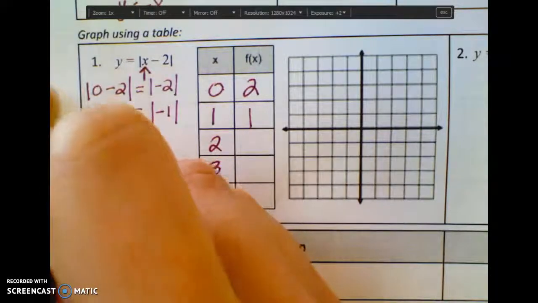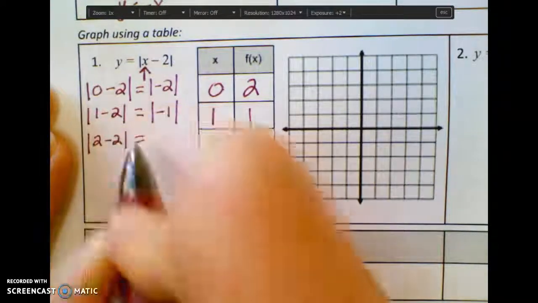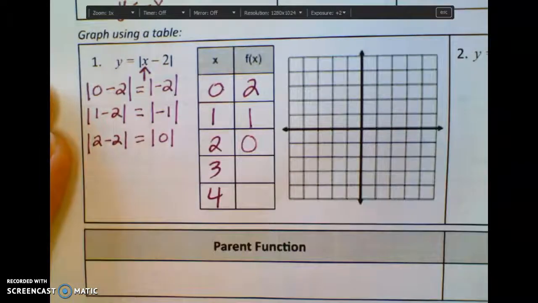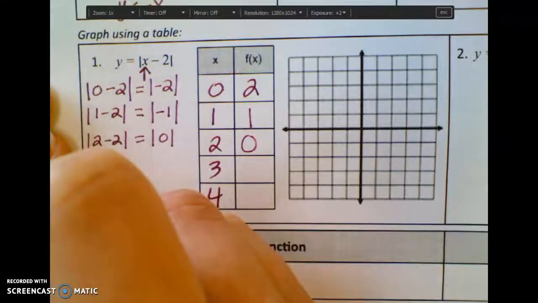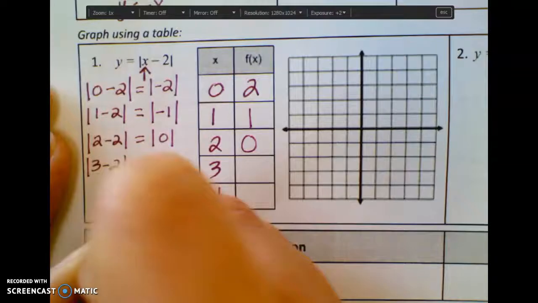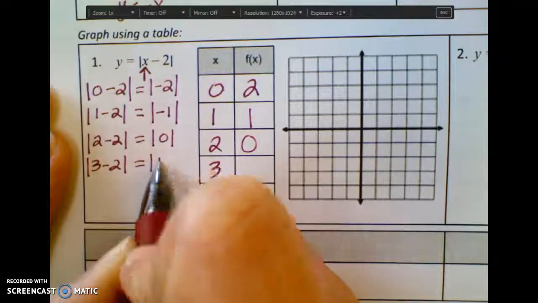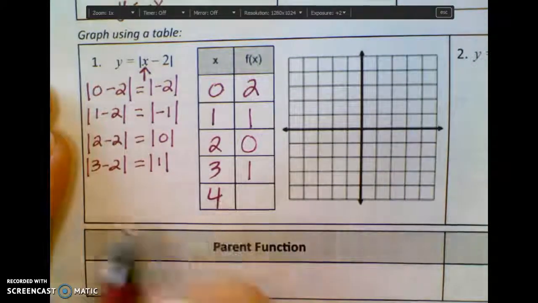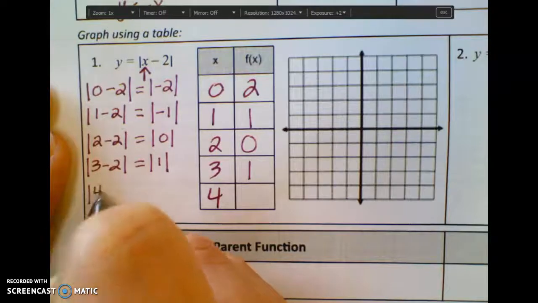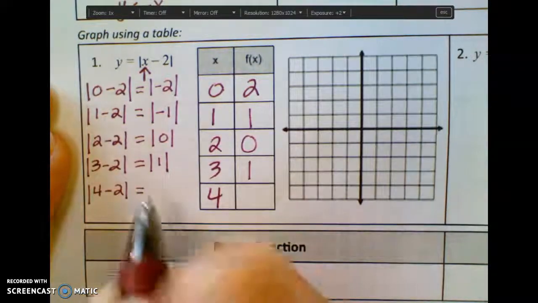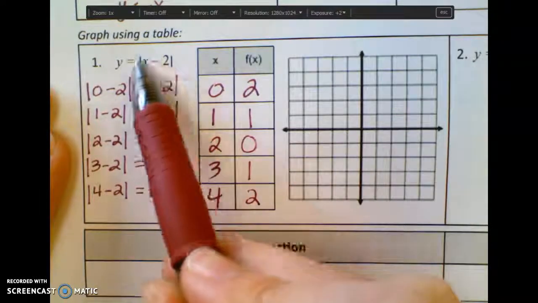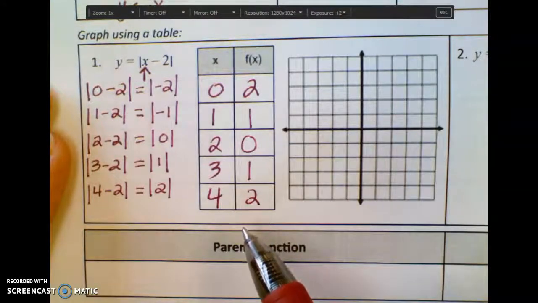I'm going to plug in 2. I've got the absolute value of 2 minus 2. Well, that gives me the absolute value of 0, which of course is just 0. Now I have 3. I have the absolute value of 3 minus 2. 3 minus 2 gives me the absolute value of 1, and the absolute value of 1 is 1. Then I have 4, so the absolute value of 4 minus 2, and 4 minus 2 gives me 2, so the absolute value of 2 is 2. So there's my table. I took all my x's, I plugged them in for x to find the y value. And now let's graph it.